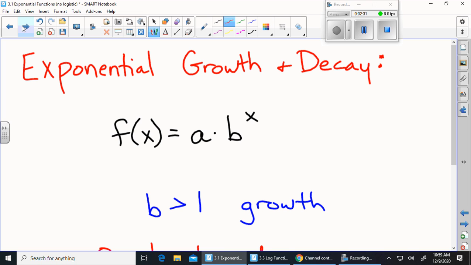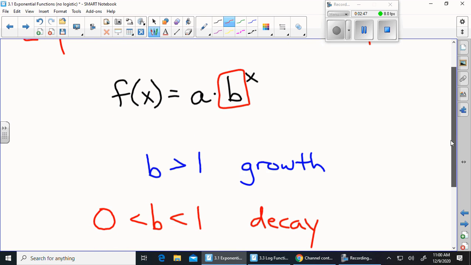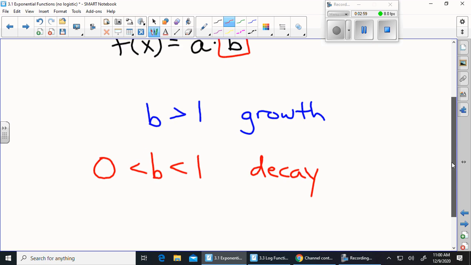When I really am just doing the basics with this, exponential growth and decay. When do you have growth? You have growth when b is larger than 1. When do you have decay? When b is between 0 and 1. Can't be negative. It's positive. Can't be equal to 1. I don't have any equal signs there.